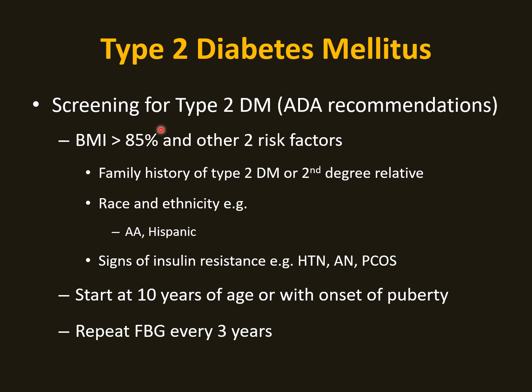When you need to screen for type 2 diabetes mellitus, this is the ADA recommendation: BMI more than 85% and 2 other risk factors, like a family history of type 2 diabetes mellitus in a first or second degree relative, race and ethnicity such as African American and Hispanic, or signs of insulin resistance like hypertension, acanthosis nigricans, and polycystic ovary disease. Start screening at 10 years of age or with onset of puberty. Repeat the fasting blood glucose every 3 years if it's still normal.